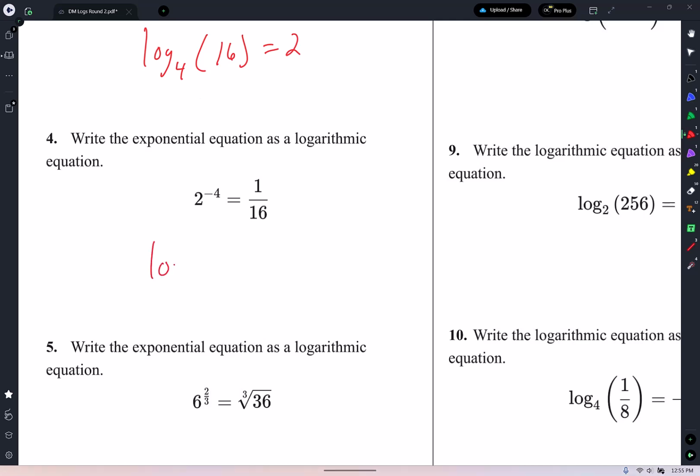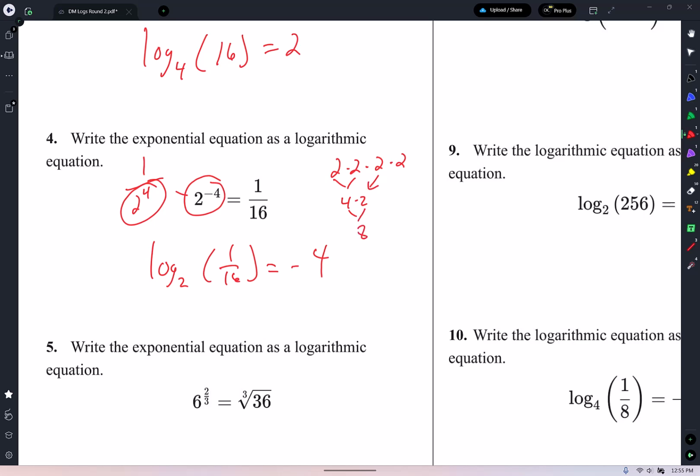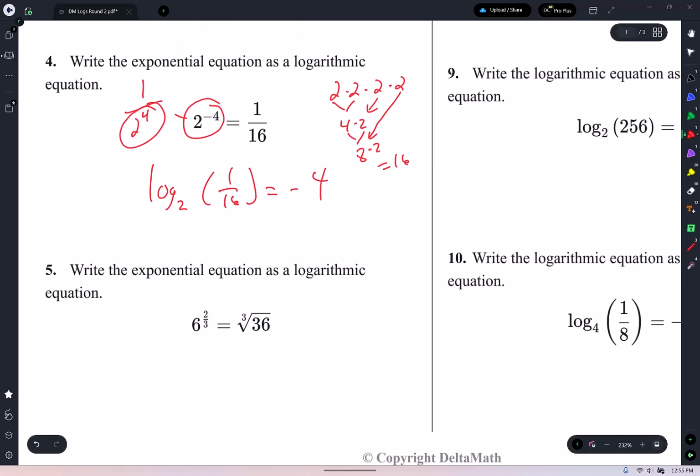All right, log base 2 of 1/16 equals negative 4. That negative 4, by the way, guys, if you wanted to turn that into a positive exponent, that means the same as 1 over 2 to the 4th. And then 2 to the 4th is 16, right? 2 times 2 times 2 times 2. 2 times 2 is 4. 4 times 2 is 8. Bring that 8 down here. 8 times 2 is 16. And the 16 is in the bottom. Just something to keep a note on.